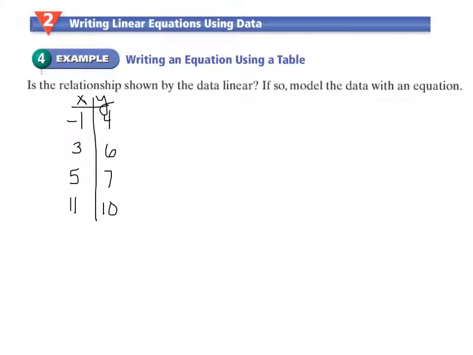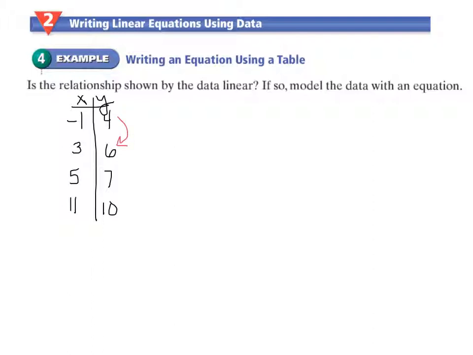All right, example 4. Is the relationship shown by the data linear? If so, model the data with an equation. Now let's remember that something that's linear means it increases by the same amount on both y and x. So you could say as y increases by this, x increases by this. This does take a little bit of work, I'm not going to lie.